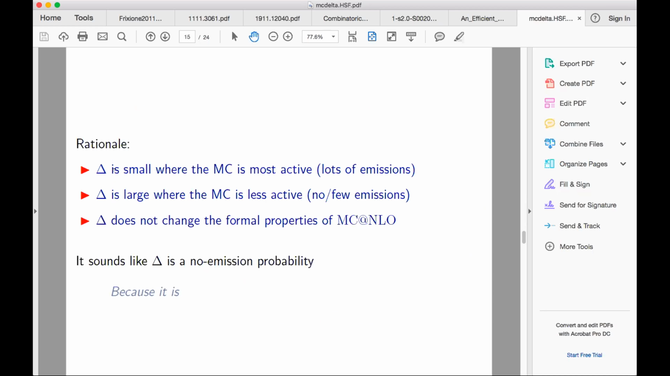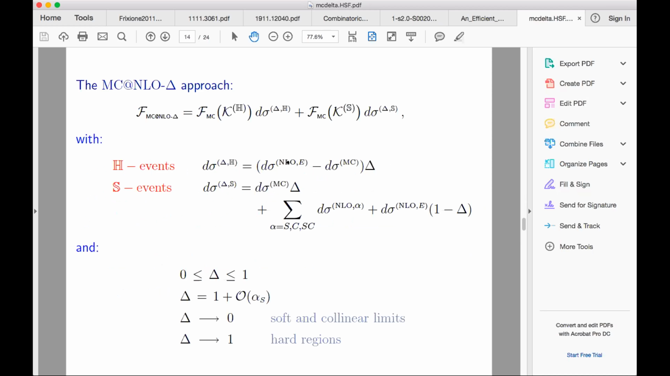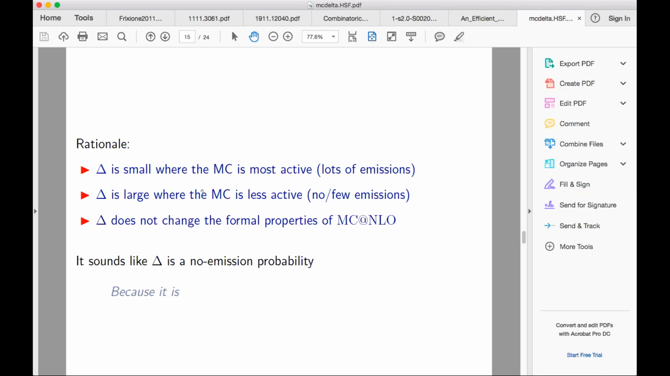So the idea is, delta is small where the Monte Carlo is most active. So at small pTs, there are lots of emissions, and therefore you want delta to be small because this cross-section there is then highly suppressed. So this is the reason why you suppress H events at small pT. Conversely, when delta is large, then this is the region where the Monte Carlo is less active. So there are no or few emissions done with the Monte Carlo, and delta is such that it doesn't change the formal properties of MC@NLO. And if this sounds like delta is a non-emission probability, it's because it is a non-emission probability, or rather, it is constructed with non-emission probabilities taken from the Monte Carlo.